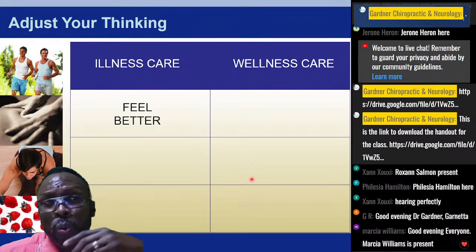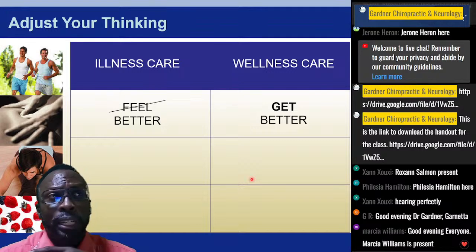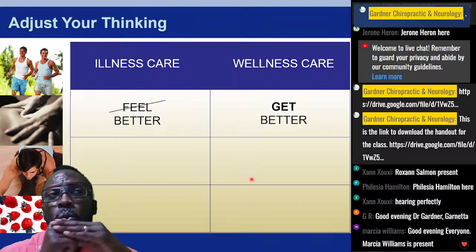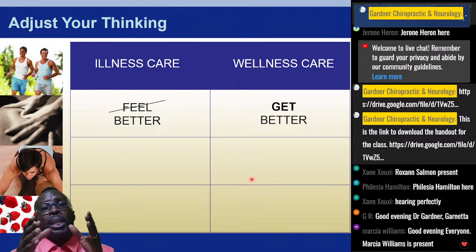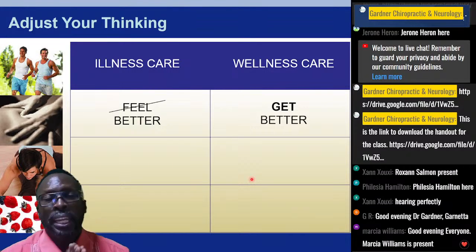And while that's all well and good, there's a better way to think. Rather than thinking, what do I need to do to feel better? Why not ask, what can I do to get better? In other words, how can I eliminate my need for the medications in the first place?